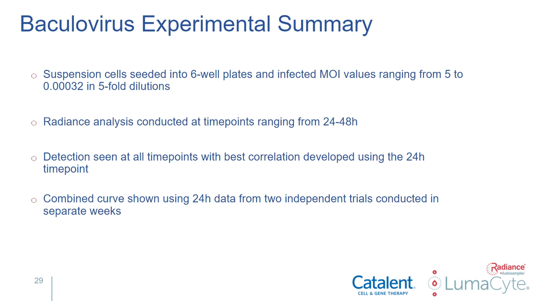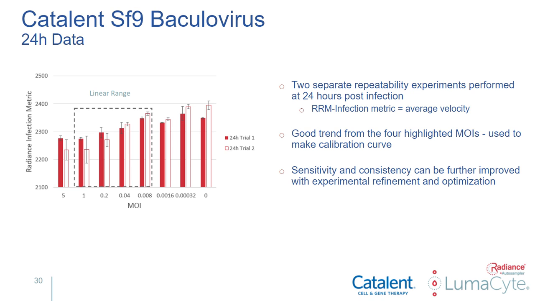To summarize the experiment, we used suspension cells which were seeded into 6-well plates and infected at MOI values ranging from 5 down to 0.00032 in 5-fold dilution. And the Radiance analysis was conducted at different time points between 24 and 48 hours. And although the viral infection was detected at all the time points that were measured, the best correlation was developed using the 24-hour time point. And in the next slide, I'll show you the combined curve that we generated using the 24-hour data from 2 independent trials that were conducted over 2 separate weeks.